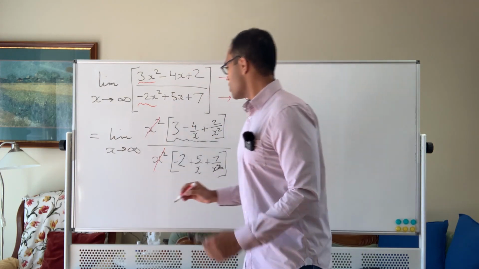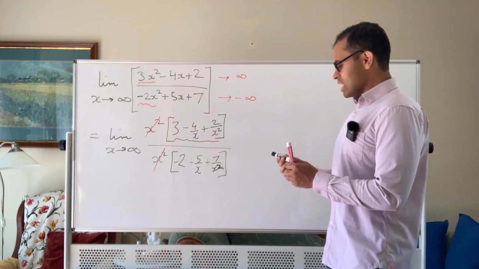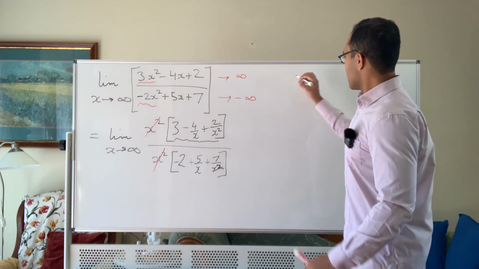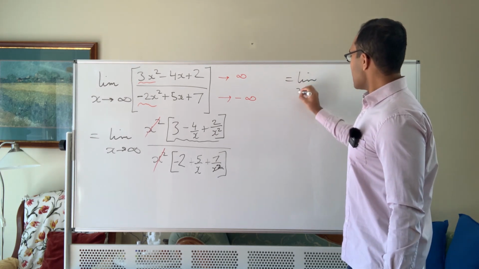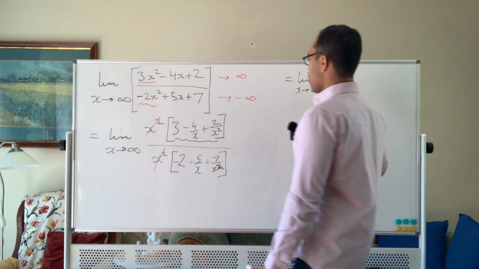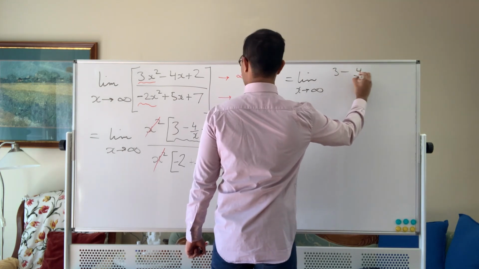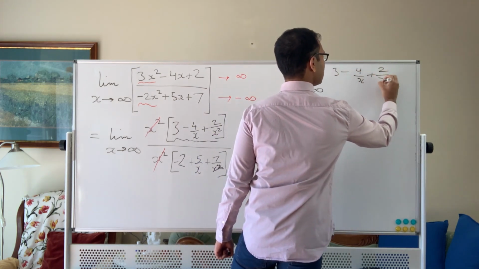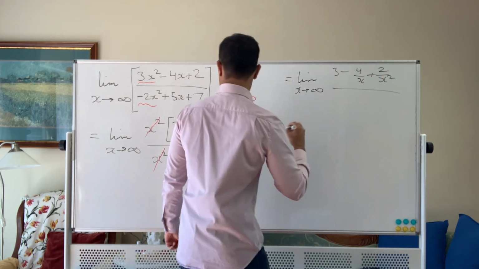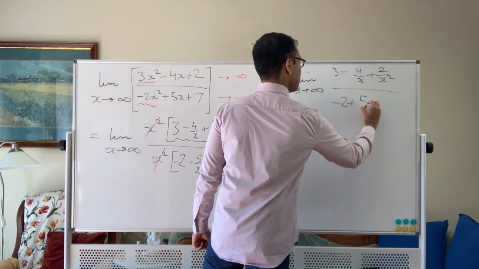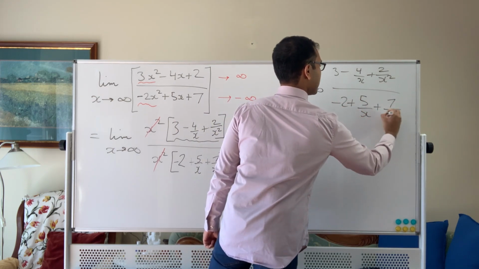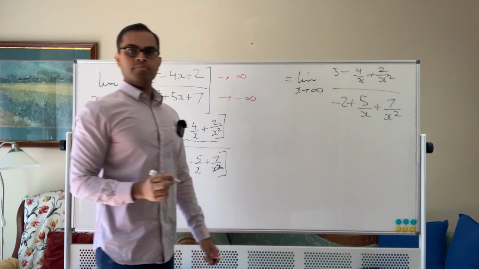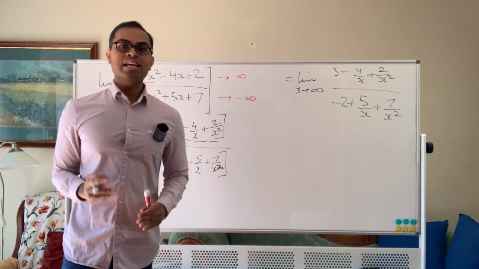So cancel this off on top and bottom. Now what we get is the limit as x goes to infinity of 3 minus 4 over x plus 2 over x squared, divided by minus 2 plus 5 over x plus 7 over x squared. That's top and bottom. And now the cool thing is we can plug in.